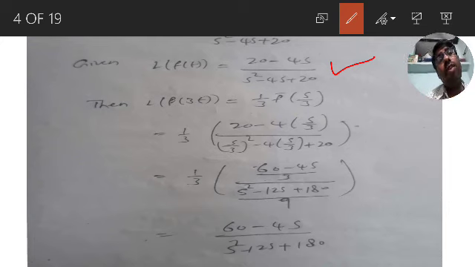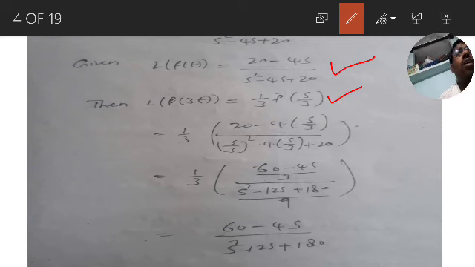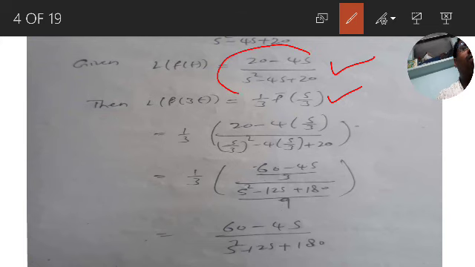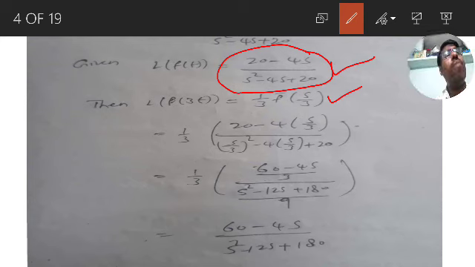Now L of f of 3t we are having. L of f of 3t means 1 by 3 f bar of s by 3. So 1 by 3 is a constant. Now we have f bar of s, which is L of f of t. What we need is f bar of s by 3. So at place of s, put s by 3. So replace s by s by 3. Are you able to get it?